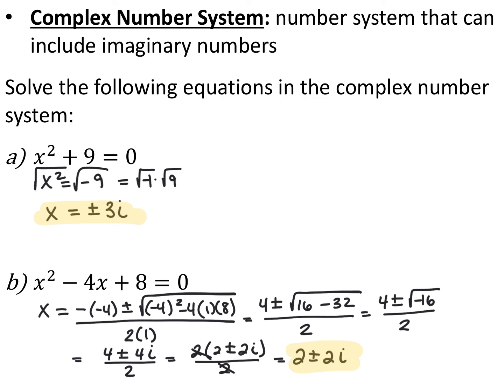So imaginary numbers, i is the square root of -1. So now we're talking about complex solutions, something in the form a plus or minus bi, and we don't have to just look at real solutions.